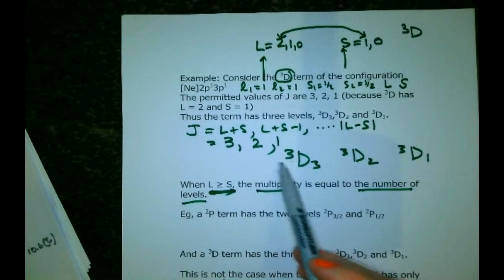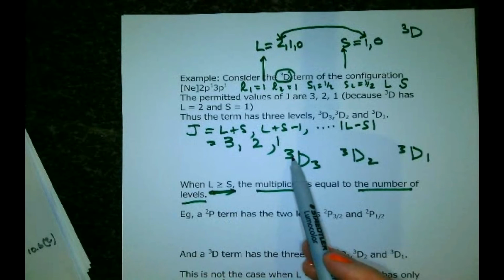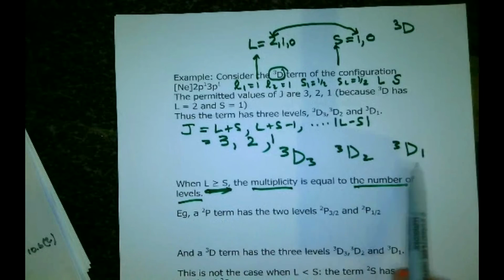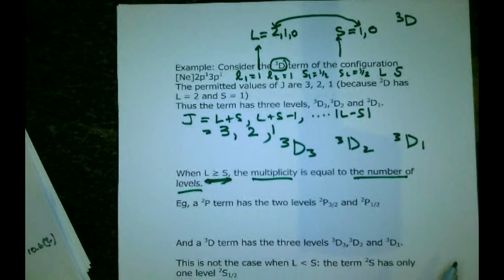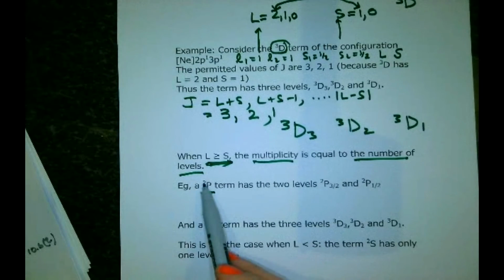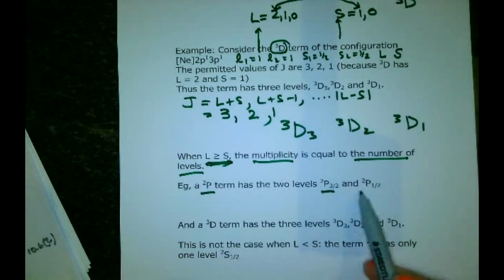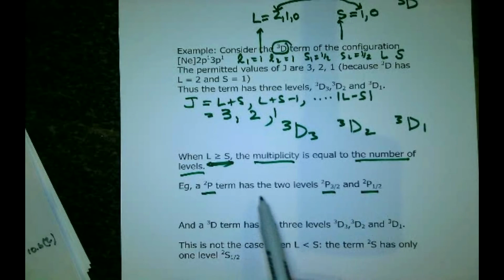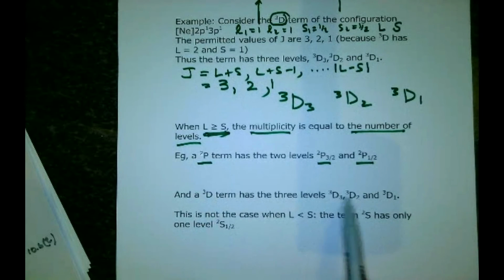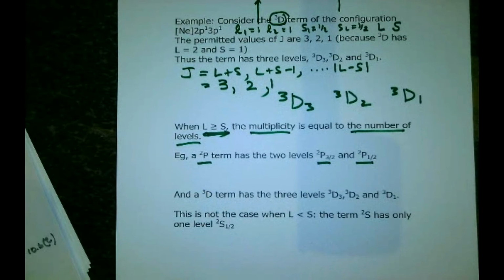The multiplicity, which is 3, is equal to the number of levels, which is 3. So you can always check that it makes sense. You can go and do this check. If you have a 2p term, you expect 2 levels, because in this case L is larger than S. Like we've just seen for this term, we have 3 levels because L is larger than S.